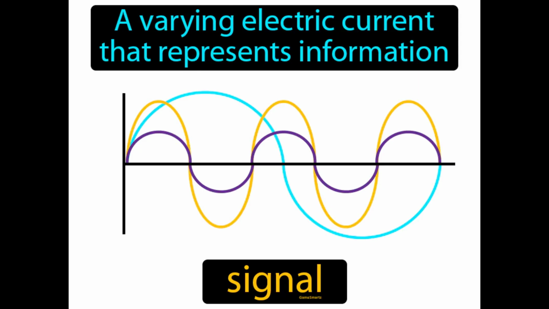A varying electric current that represents information. Signal. In science, a signal is a way to transmit information from one place to another, often using waves or electrical impulses.